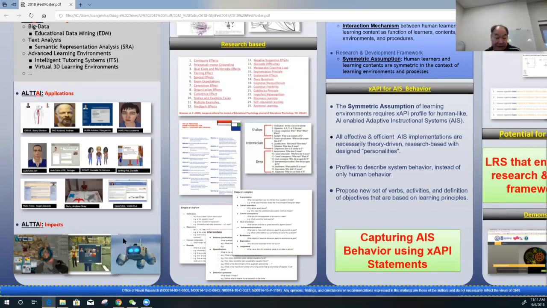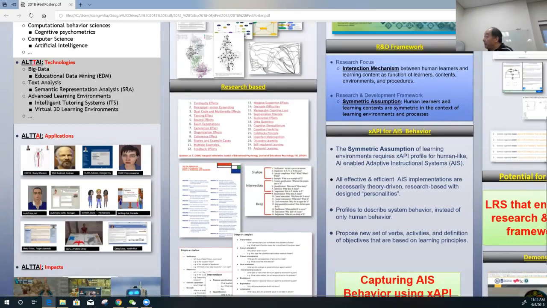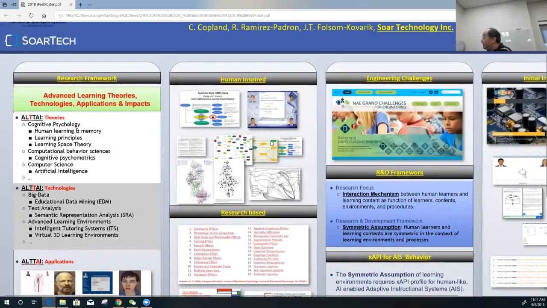It's actually called PAL-3, the Personal Assistant for Lifelong Learning. There are three L's, so it's called PAL-3. This is our research framework. And this is actually the tutoring that we have. We only do one kind of tutor. We call it conversation-based tutoring.